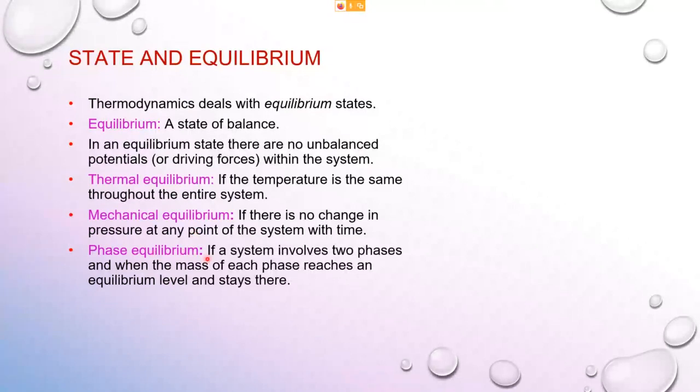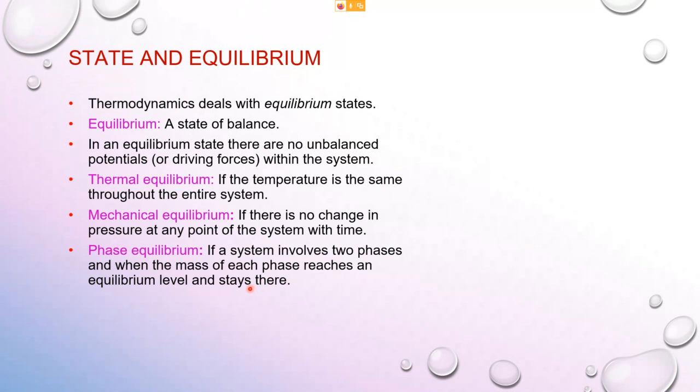Now, phase equilibrium. If a system involves two phases, for example, solid and liquid. Let's say you have ice. Now, if the ice melts, it becomes water. What does phase equilibrium mean here? If a system involves two phases, and the mass of each phase reaches an equilibrium level and stays there.